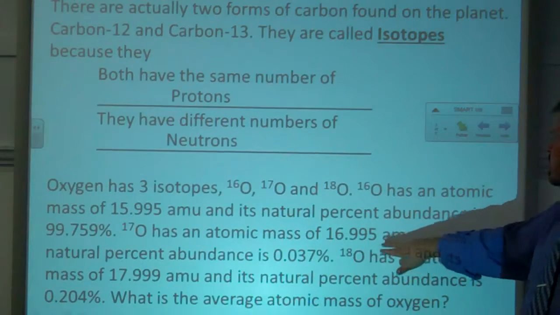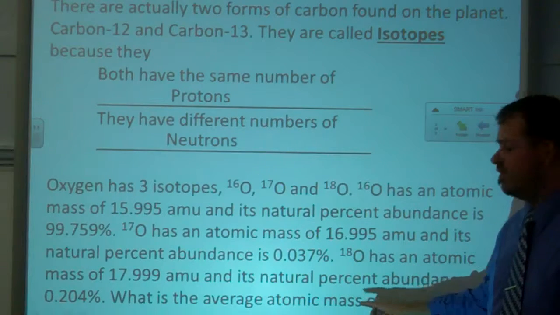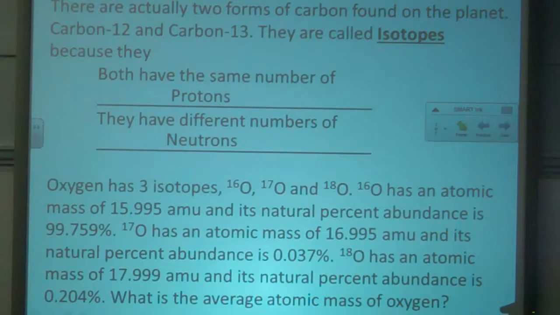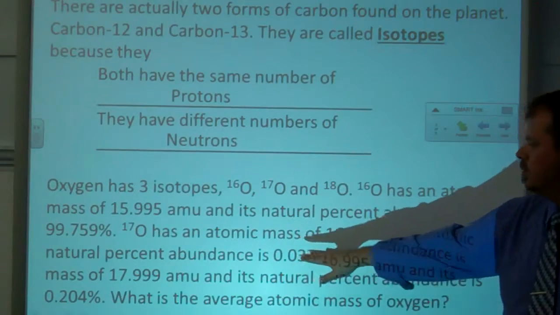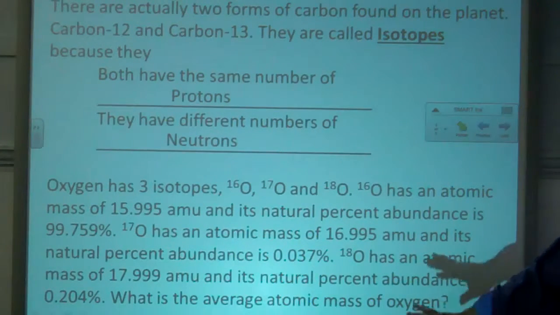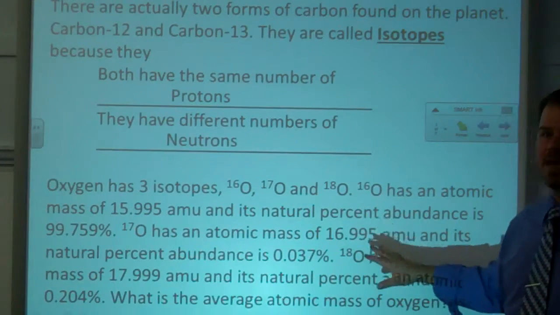Oxygen 17 has a mass of almost 17, but look at its percentage, 0.037%. Really small. Oxygen 18, 0.2%, weighs almost 18. Well, I'm going to use all these numbers to figure out what the average atomic mass of oxygen is.